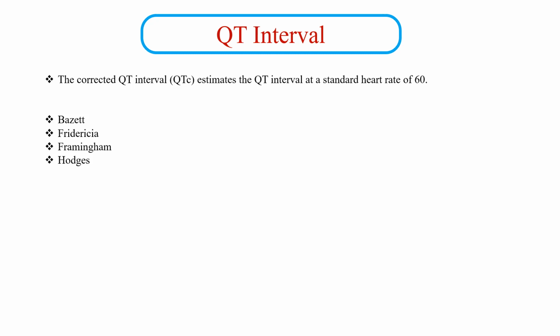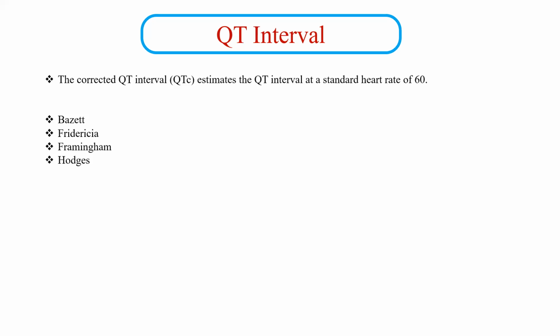So we have different formulas. We have the Bazett formula, the Fredericia formula, the Framingham formula, and the Hodges formula. Now, just some information about these formulas. The first 2, the Bazett and Fredericia formulas, are actually logarithmic corrections. So they use logarithms, and they are very hard to calculate by hand, right? You need a calculator. Whereas Hodges and Framingham are both linear corrections. Okay, they are easier to use.